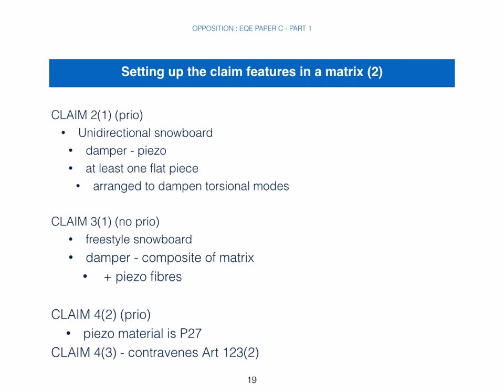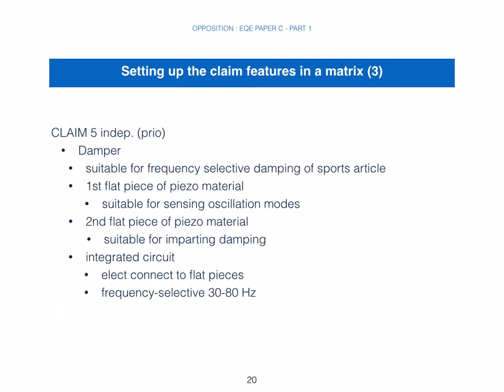Claim 4, which depends upon 2, is entitled to priority, and the technical feature of the claim is P27. Claim 4, when it depends upon claim 3, contravenes Article 1232, so its technical features may not be important, but its technical feature is also P27. Next, claim 5.